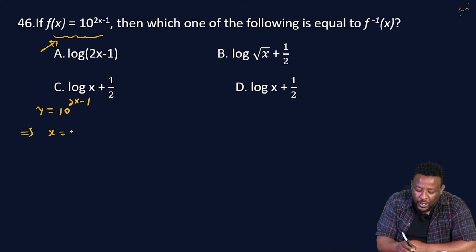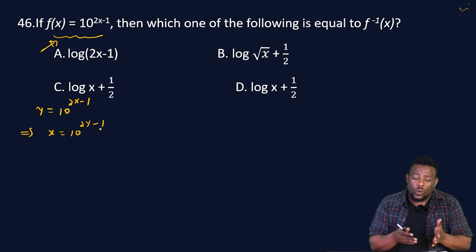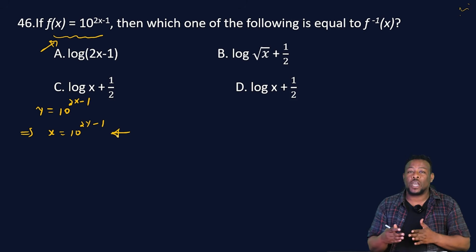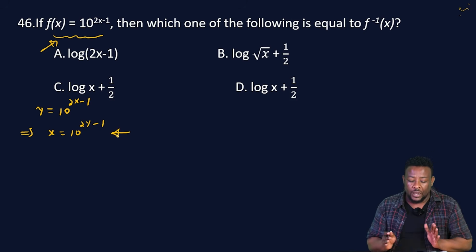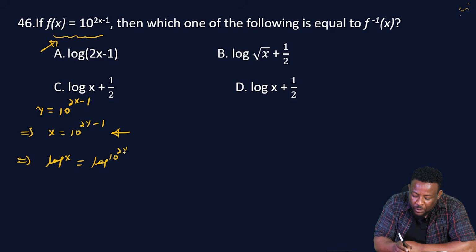x is equals to 10 the power of 2y minus 1. So the next step we need to solve for y. ለy solve ማድረግ ይጠበቅብናል። So ለy solve ለማድረግ ይሄንን እዚህ ጋር የተሰጠውን equation you need to take both sides by logarithm of base 10. Okay, በlogarithm of base 10 ስንወስደው ምን ይሆናል? This becomes log x is equals to log 10 the power of 2y minus 1.